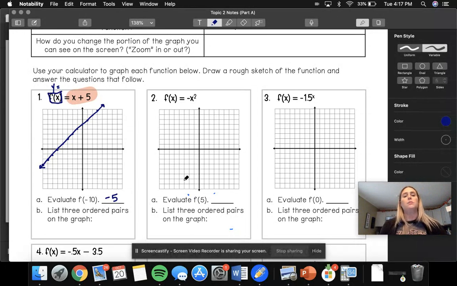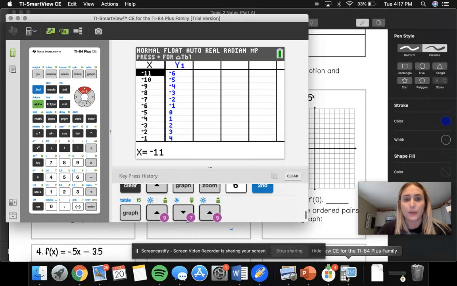Now, your calculator is cool in the fact that it'll graph more than one graph at a time. You do not have to do this one at a time. You could actually go quicker. So now we're actually going to graph number 2 and number 3 at the same exact time. So we're going to go back to our calculator. Okay, we're going to go to our y equals screen.